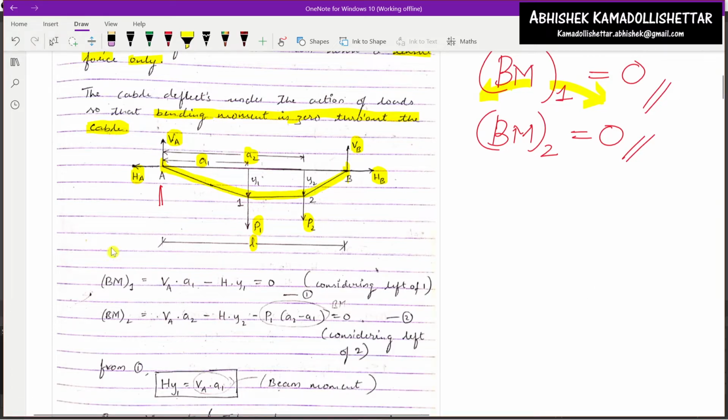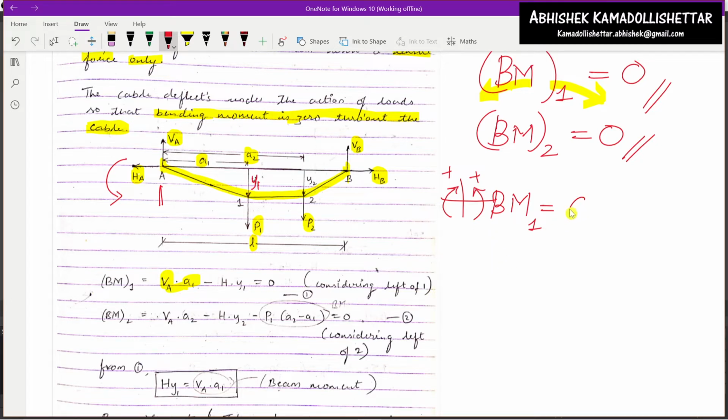Now let us calculate the bending moment at location 1. As I already told, the bending moment sign convention is left side clockwise positive and right side anti-clockwise positive. So at location 1, multiply VA into A1 minus, because HA will cause an anti-clockwise moment. So HA into the perpendicular distance Y1, that is minus H Y1, is equal to 0, considering from the left of 1.